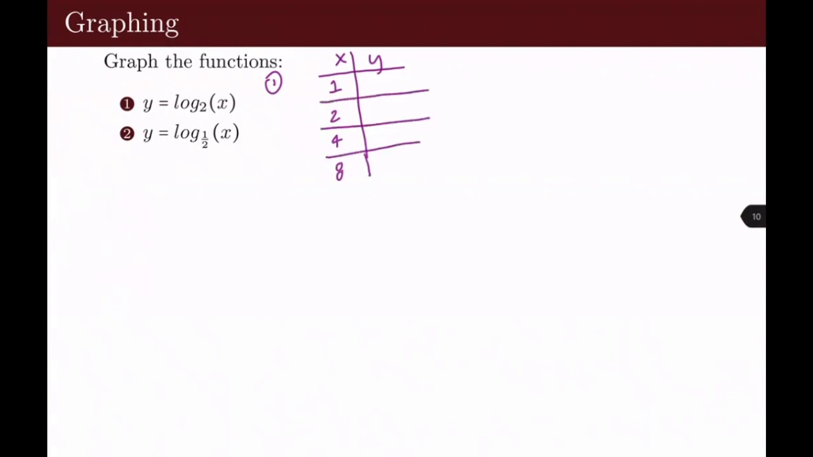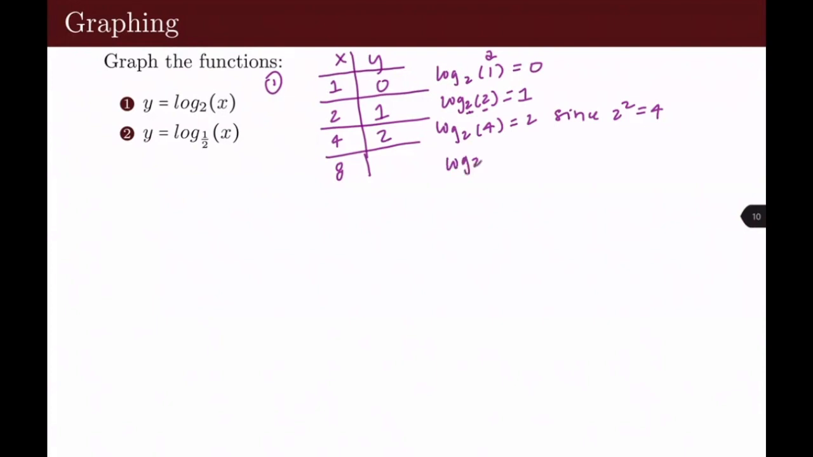So log base 2 of 1 is actually one of our log properties we just talked about. Whenever we have a 1 right here, it's going to be 0. Log base 2 of 2 is another one of our properties we just talked about. Whenever it's the same number as the base as inside the log, it's always equal to 1. Log base 2 of 4 is equal to 2, since 2 squared is 4. Because remember, we're looking for the exponent, right? And then log base 2 of 8 is going to be 3, since 2 to the 3 equals 8.